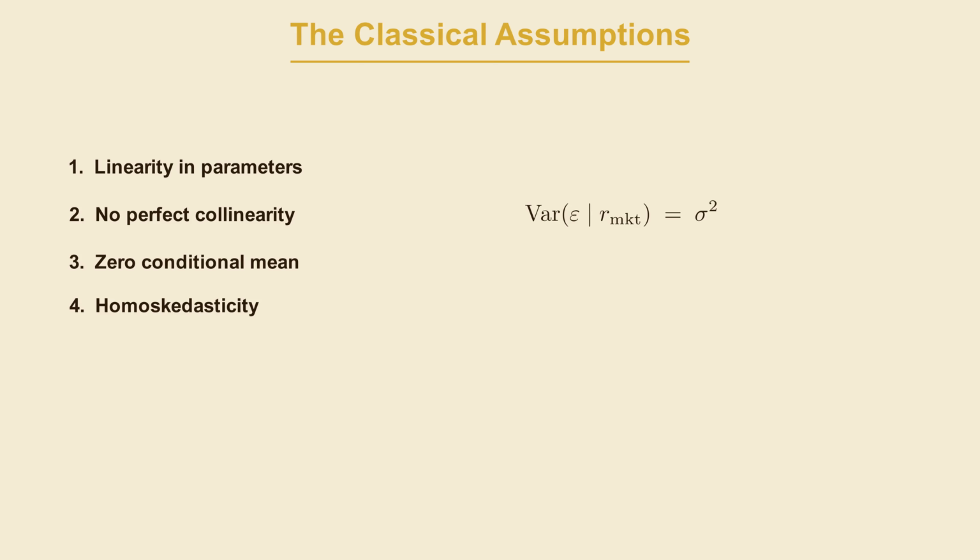It's a long word, but it's a very simple idea. It says that the spread of the errors is the same no matter what the market is doing. Here's where it tends to fail with return data. In calm months, fund returns tend to sit very close to the line. In turbulent months, they can scatter all over the place. So the error variance isn't constant. It's small in quiet markets and large in volatile ones.